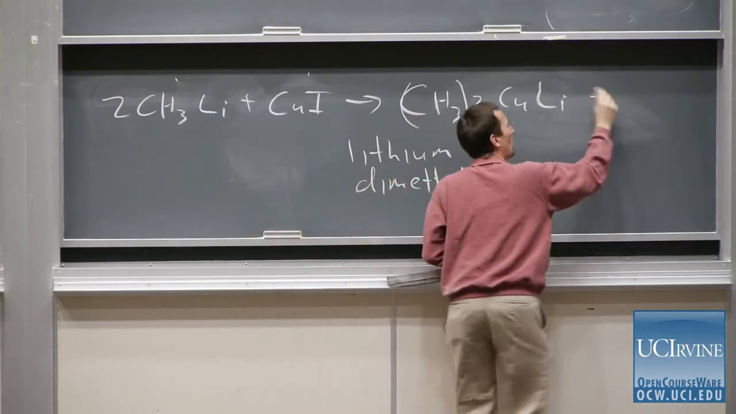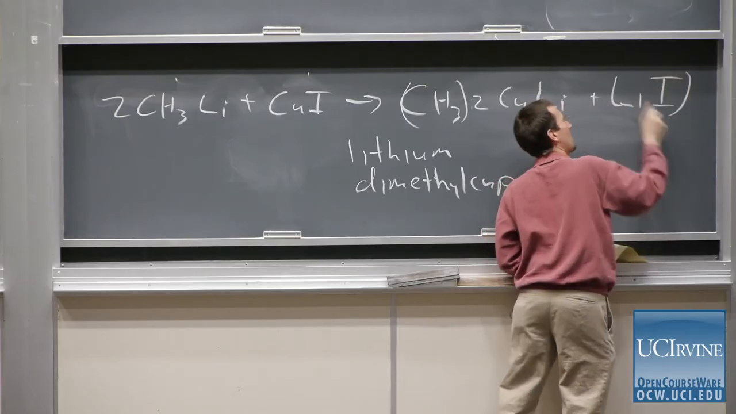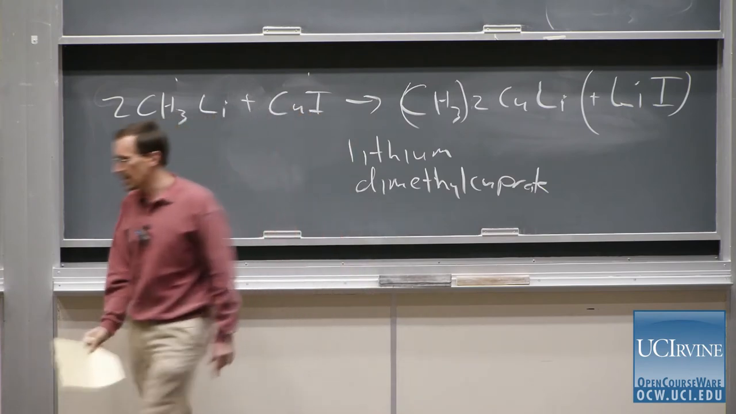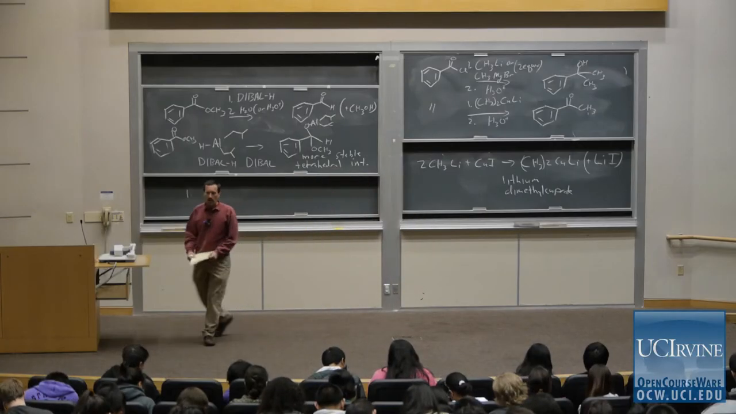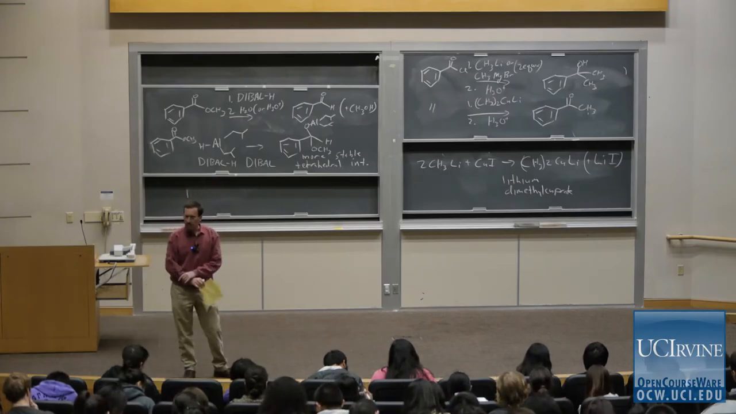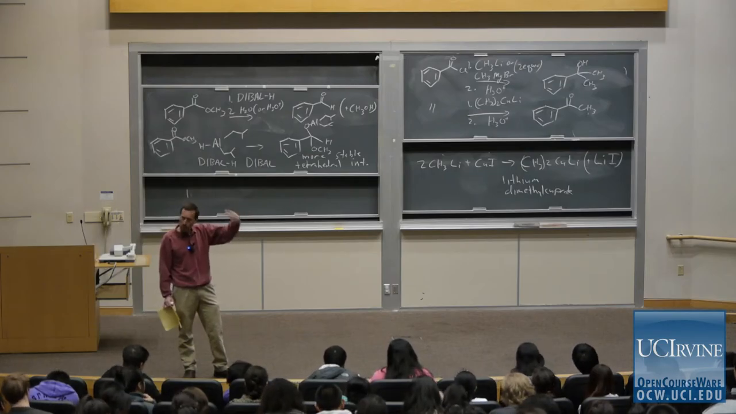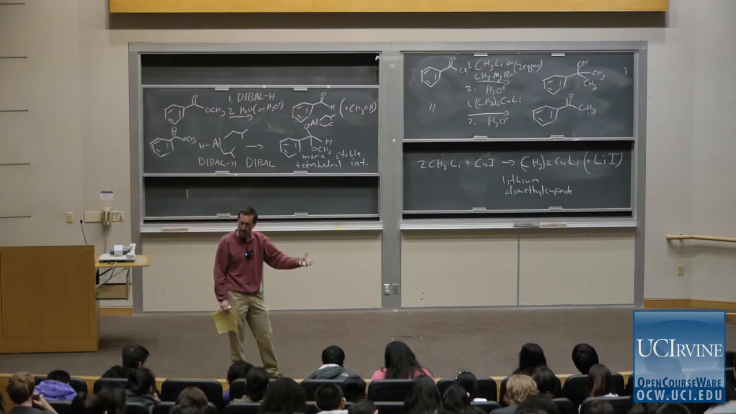And you'll also, if you want to write a balanced equation, which, as I said, organic chemists tend to be very bad at, you'll get lithium iodide as the other byproduct of the reaction. There are many subtleties in this chemistry, many of which go beyond the scope of the course. Certain groups, like ethyl groups, due to what's called beta hydride elimination, don't work as well in this reaction.